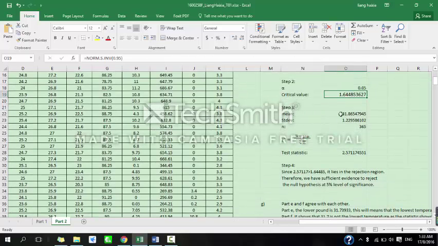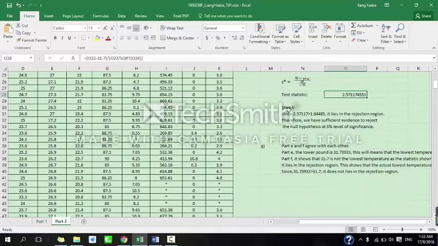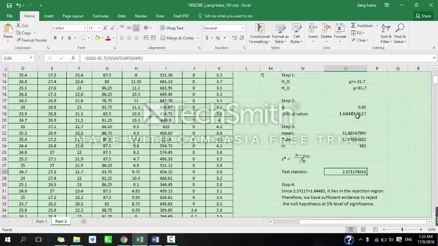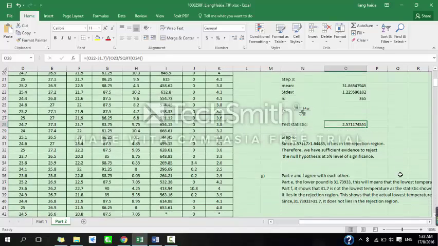And then step 3, you will calculate the test statistic, and we use this formula to calculate, and the data output is 2.5711. Since 2.5711 is larger than 1.6448, it lies in the rejection region. Therefore, we have sufficient evidence to reject the null hypothesis at 5% level of significance.